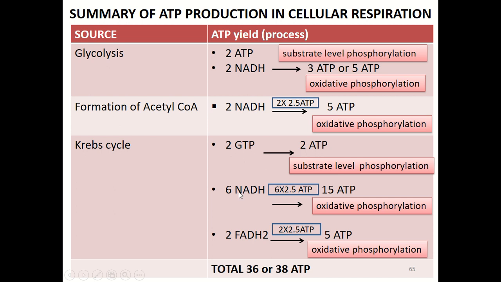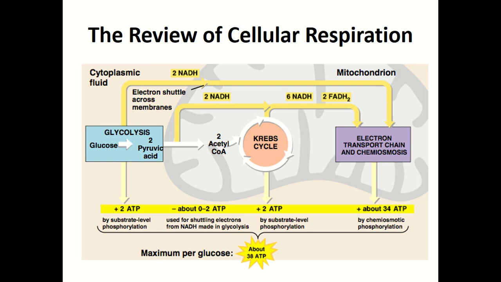6 NADH and 2 FADH2 molecules from the Krebs cycle will also go to oxidative phosphorylation, and thus help to produce 15 ATP and 3 ATP, and the total does make up 36 or 38 ATP. So here is the review of cellular respiration, much clearer. 2 ATP from glycolysis, 2 ATP from acetyl-CoA, which we get from NADH later, 2 ATP from the Krebs cycle, and also about 34 ATP from the electron transport chain and chemiosmosis.